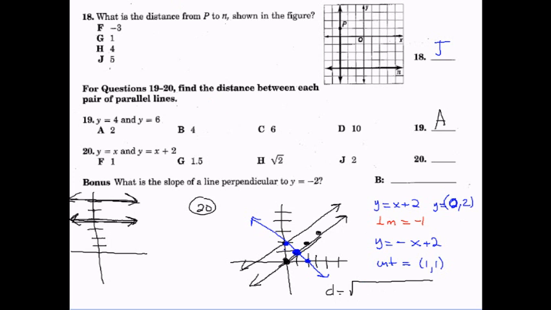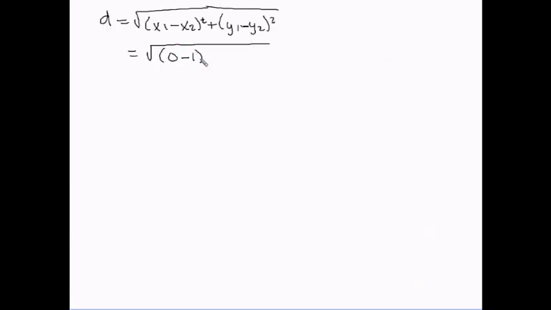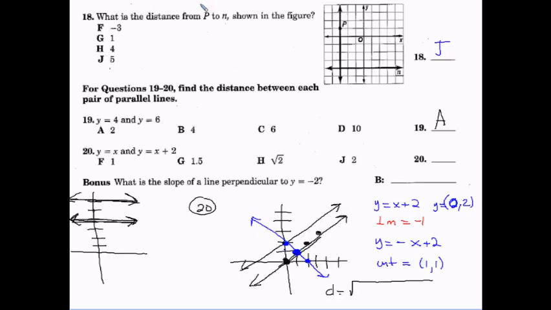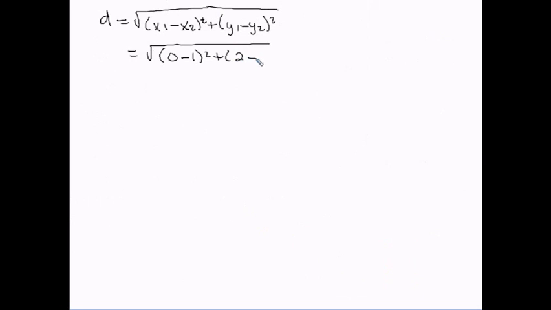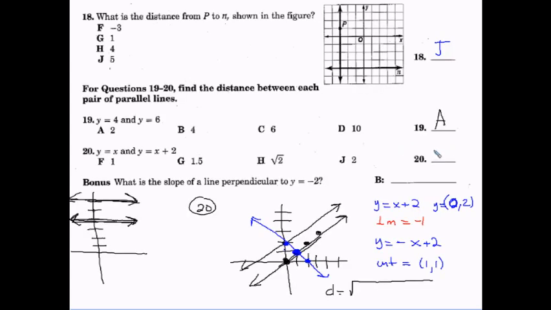So I'm going to do that on another page. So distance is the square root of x1 minus x2 plus y1 minus y2, both of those are squared. My x's are 1 and 0. And my y's are 2 and 1. So I get the square root of 2 is my answer. Square root of 2 is H.